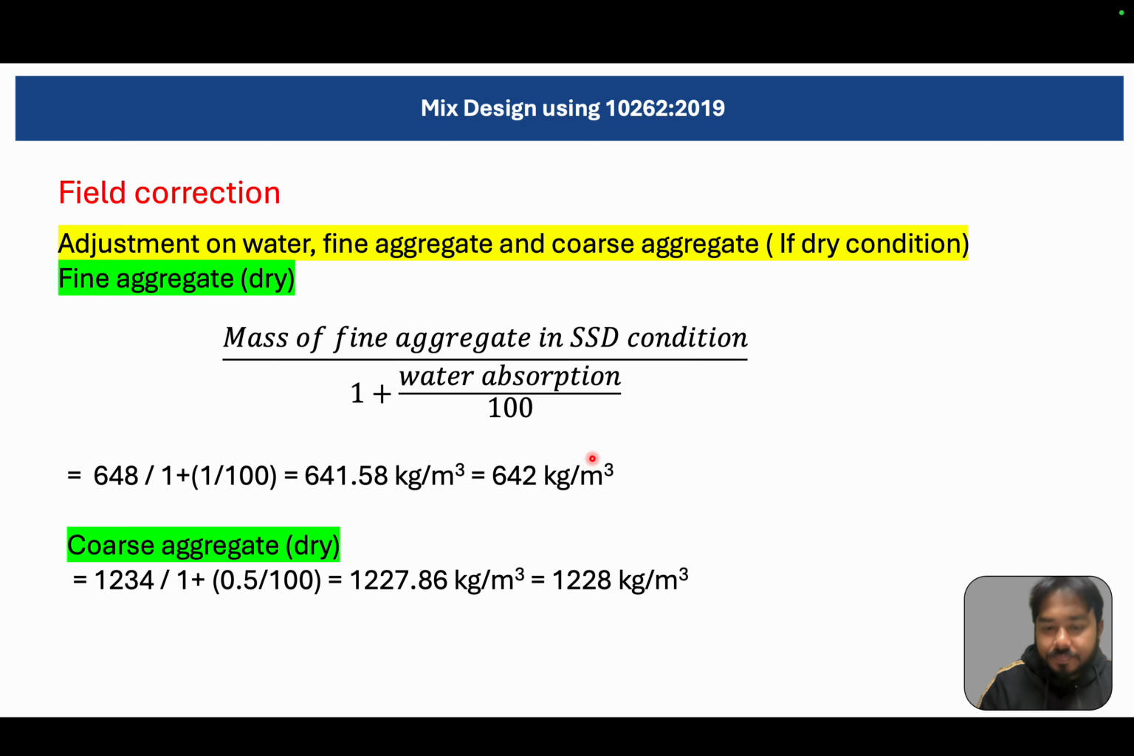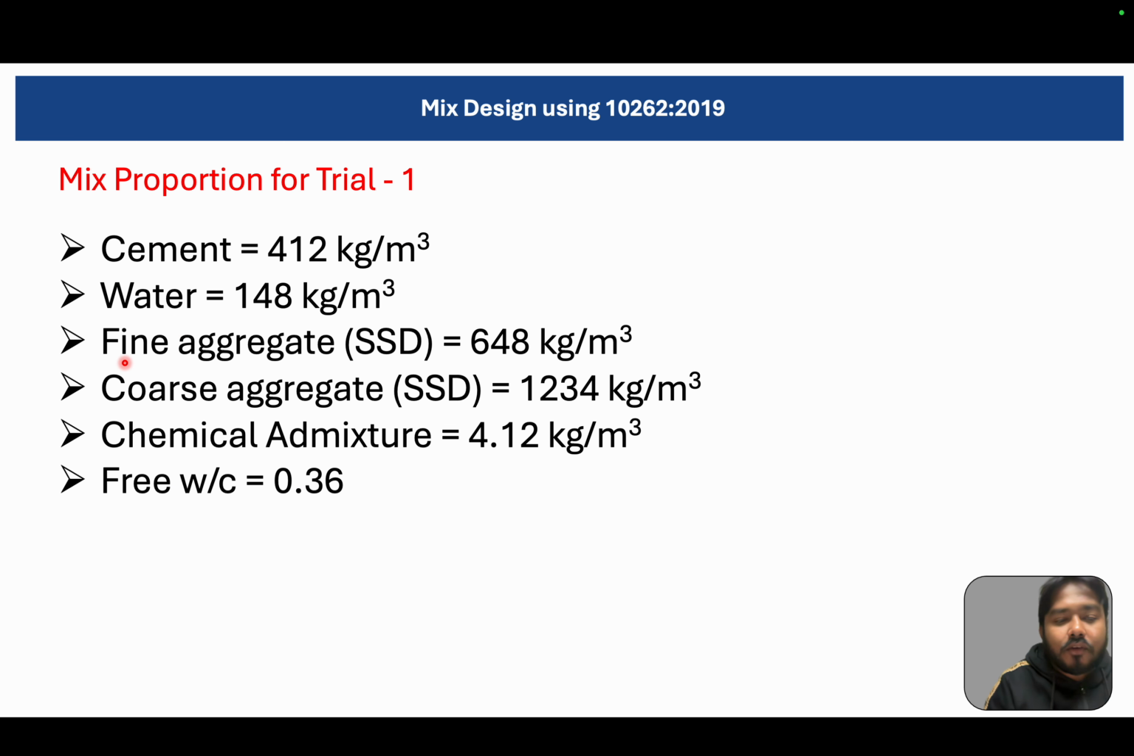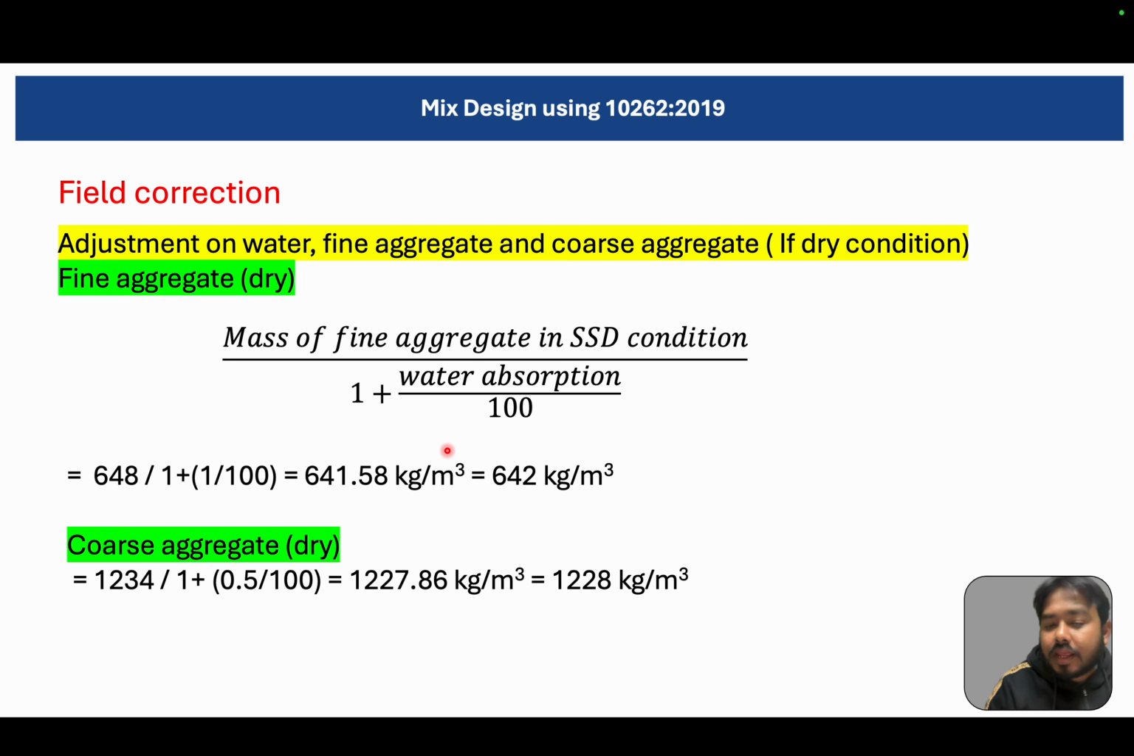It is in the dry state. But keep it in mind, whenever there is no moisture, your fine aggregate will have a value of 642 kg per meter cube. But what do you get if it is not a dry condition? In the SSD condition, there is some water content on the surface, so the value is slightly higher. That means your fine aggregate is 648 kg per meter cube, whereas in the dry state the same content is 642 kg per meter cube.